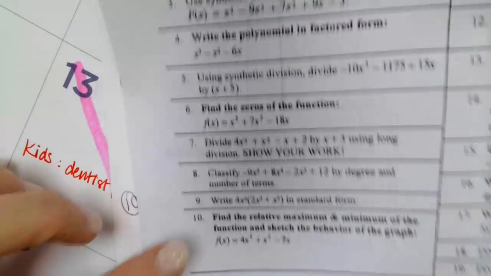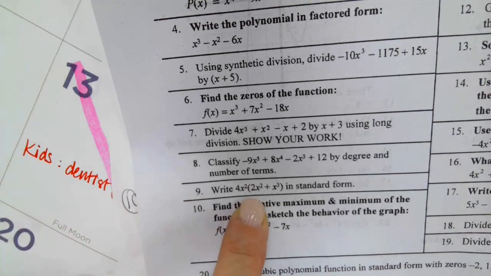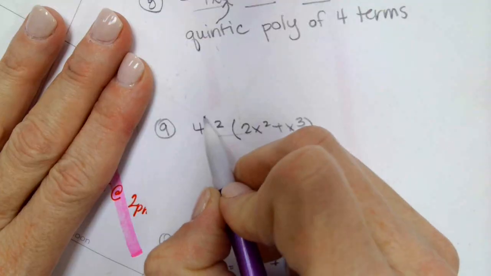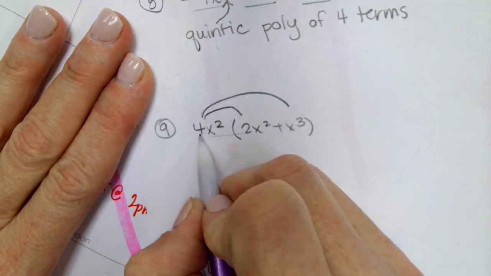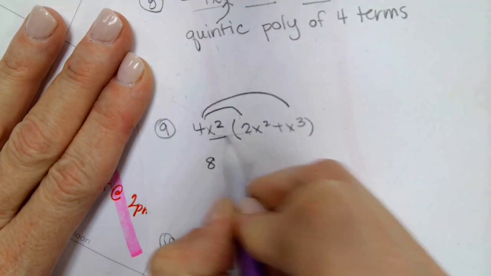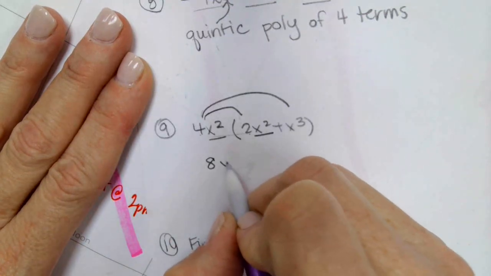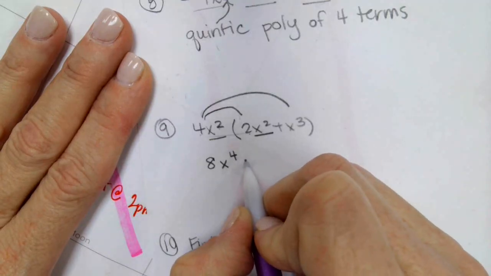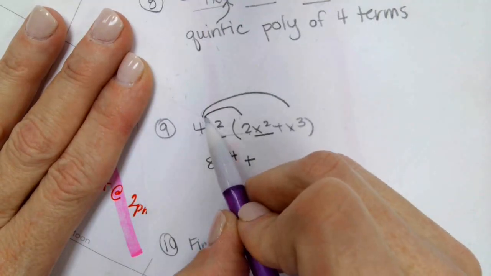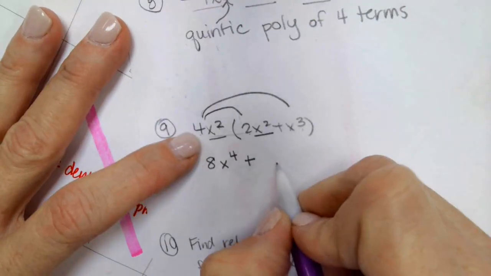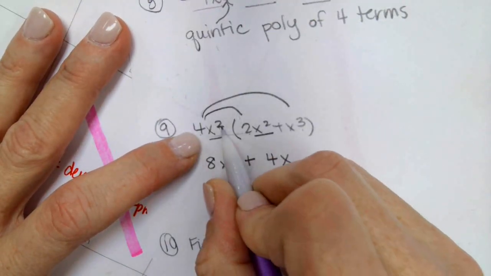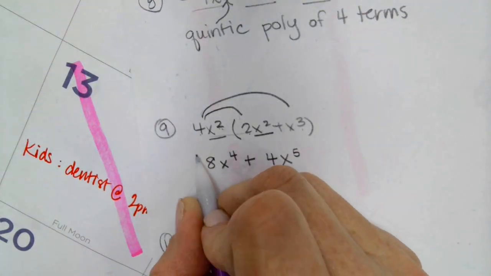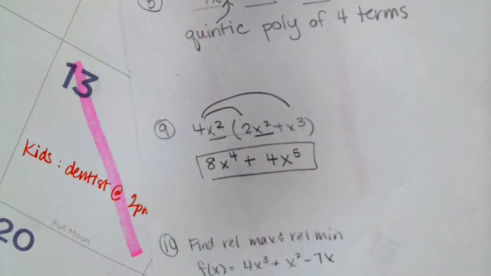All right, guys, number 9, we are writing this expression in standard form. So we are going to distribute. So 4 times 2 is 8. X squared times x squared, we're going to keep that x. There's 1, 2, 3, 4, so 8x to the 4th. Then we're going to go ahead and distribute 4x squared to x cubed, and that's going to give you 4x. 2 plus 3 is 5. This one does not tell us to classify it, so that is going to be the answer.